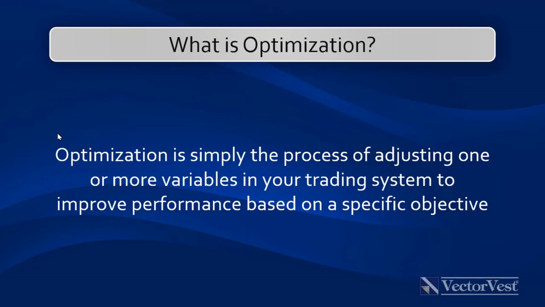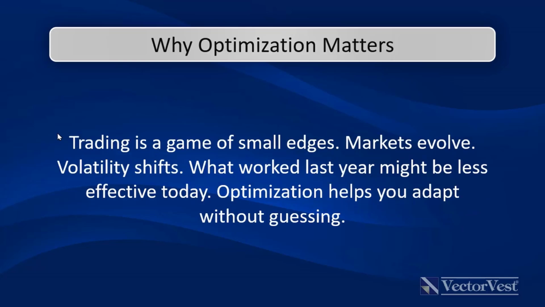Optimization is simply the process of adjusting one or more variables in your trading system to improve performance based on a specific objective, like maximizing total return, minimizing drawdown, or increasing your win rate. It doesn't have to mean overhauling your entire system. Even small adjustments like refining a moving average length or tweaking your stop loss count as optimization if they enhance results. Trading is a game of small edges.